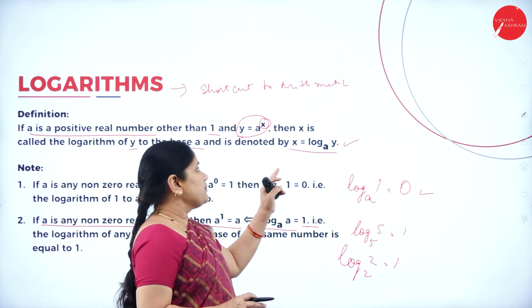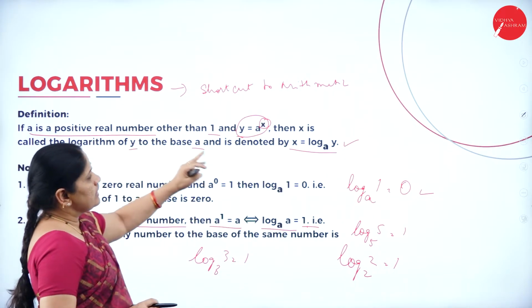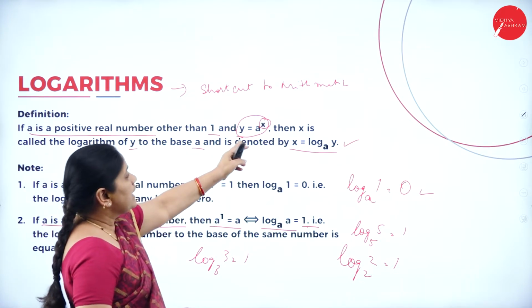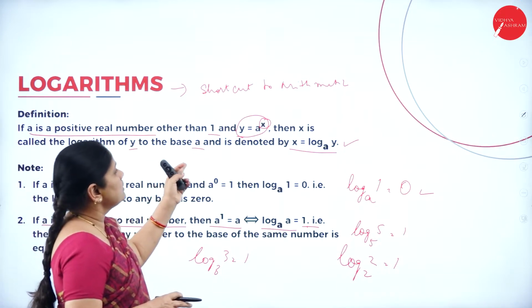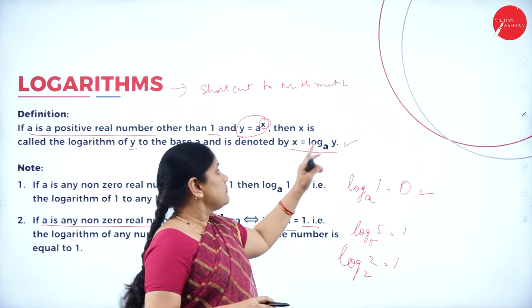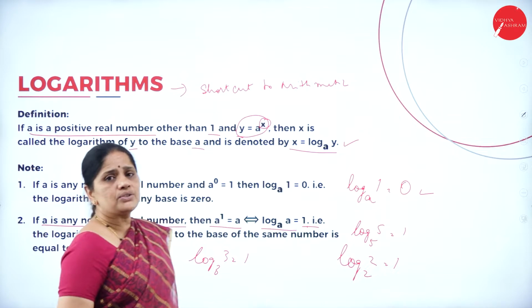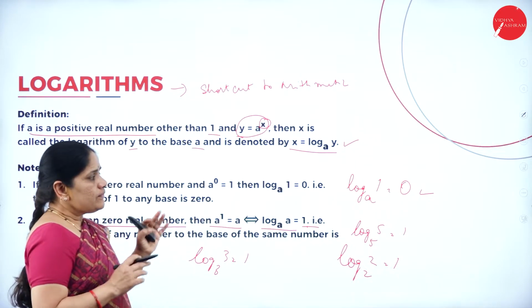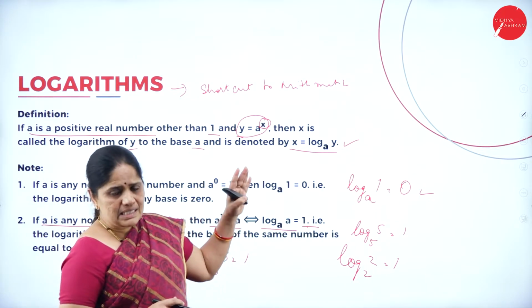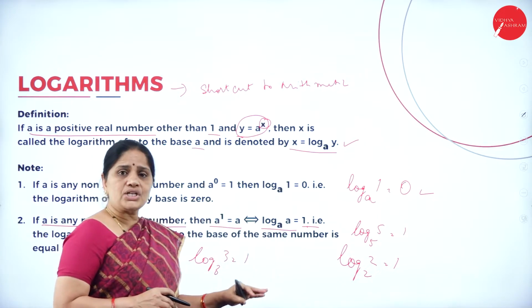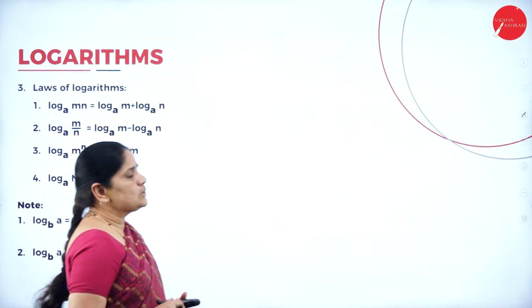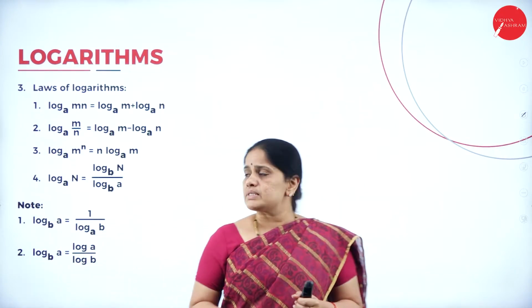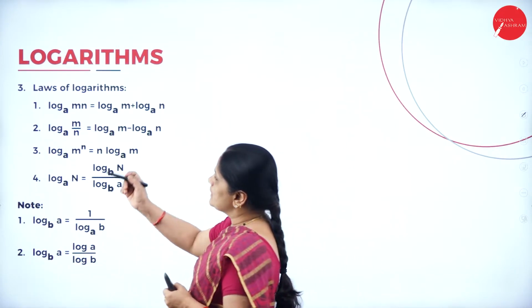So if a is a positive real number other than 1 and y equals a to the power of x, then x is called the logarithm of y to the base a and it is denoted by x equals log y to the base a. We should remember all these three most important conditions in logarithms. Next, let us look into the laws of logarithms. What does the law of logarithm tell us?